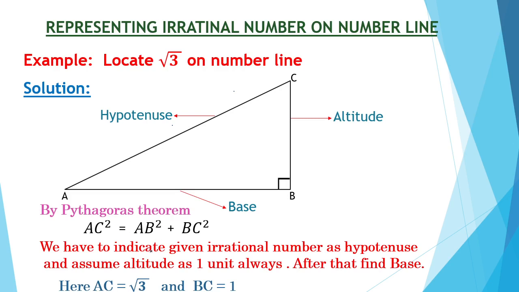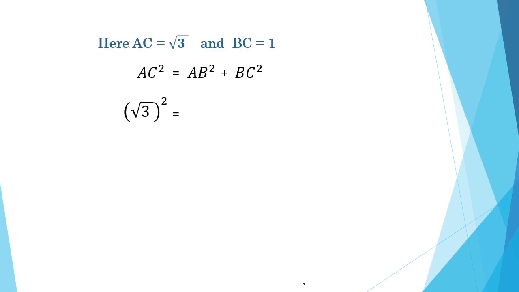We have to find out always AB only. Okay. Now just substitute here. I think you understand. I'm doing this: AB square plus BC square, which is 1 square. So we give 3 here, AC gives root 3, and the square root gets cancelled.